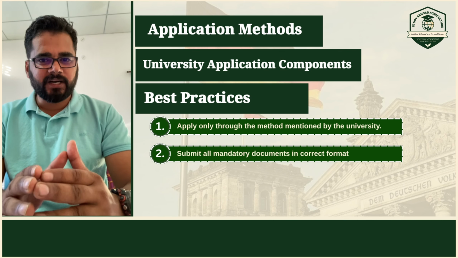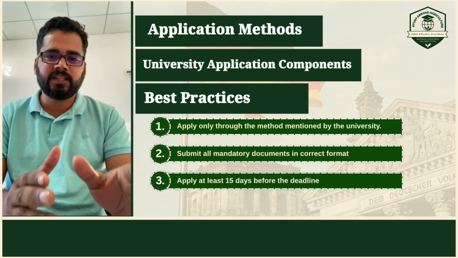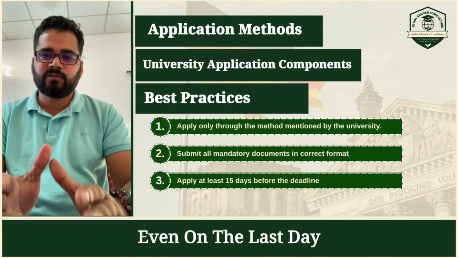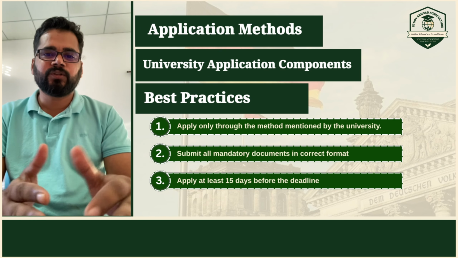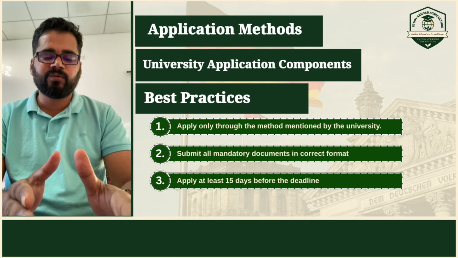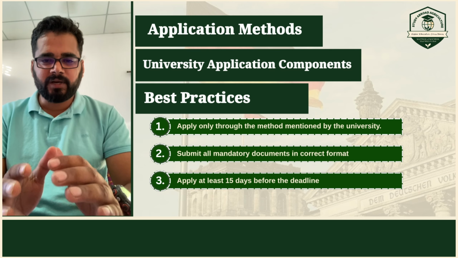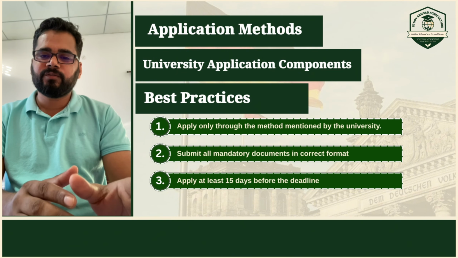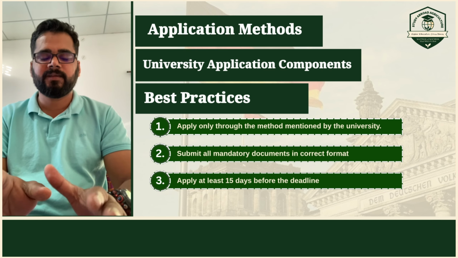And the third part in the best practices is to apply at least 15 days before the formal deadline. Why am I saying that? You can definitely apply even on the last day, that's also possible. But if you apply 15 days before the deadline, the university will have the time to review your application and let you know if there is something missing. In most cases, if you are missing something and you applied 15 days or maybe a bit earlier, the university will be able to let you know that this document or information is missing.